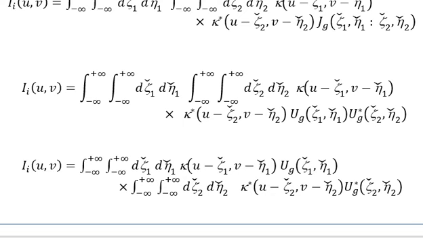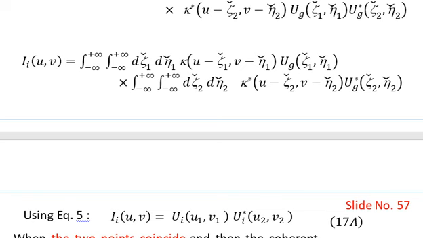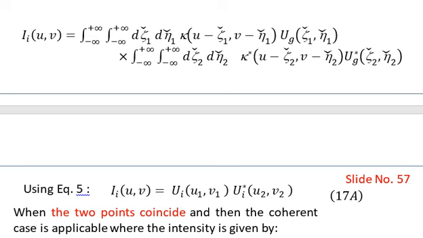So let's write the corresponding intensities represented by these integrals as in equation number 17a. For the first integral we have written the complex amplitude Ui as u1, v1, and the second integral corresponds to the field Ui, the complex conjugate of the image field at the point u2 and v2. So this is the product of two fields at the two neighboring points. One is u1 and v1, the other point is u2 and v2. And on the left hand side we have the intensity, that is I at the image plane at the coordinates u and v.